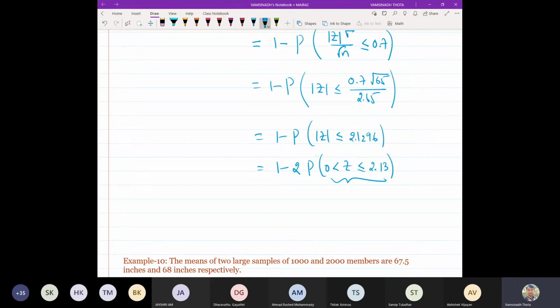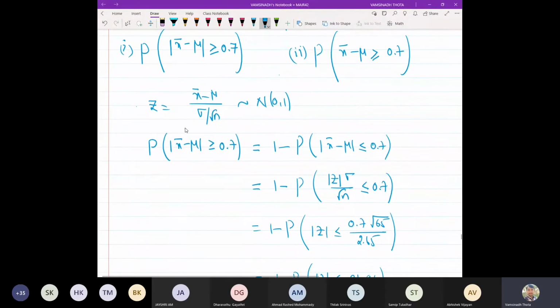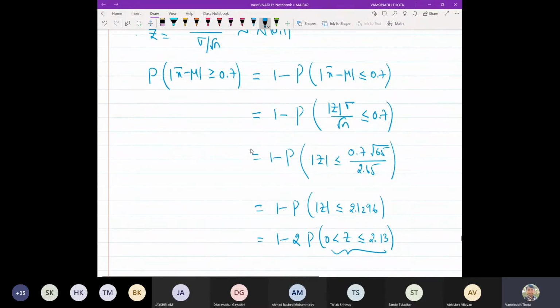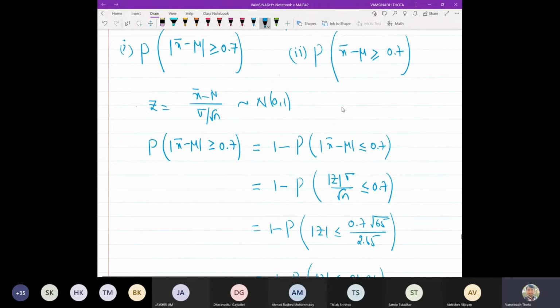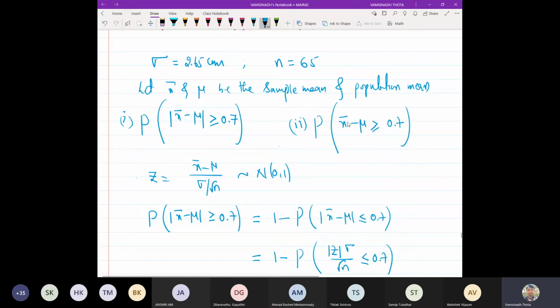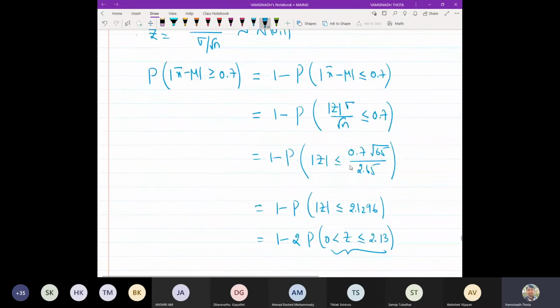Now get that value from the table, substitute here, and simplify it. So you will get the probability that the difference between the sample mean and the population mean exceeds, or is more than, 0.7. Okay, that's all. Now I am not going to do the second problem. The second problem is also exactly similar. The only difference is that because of the modulus we have to multiply by 2 here, but here the 2 times is not there, so it can be easily done.